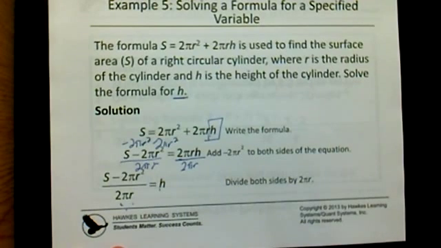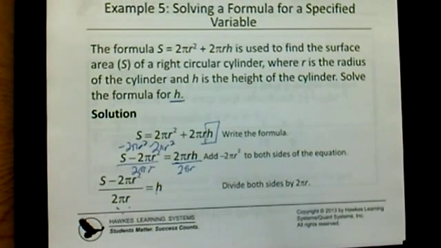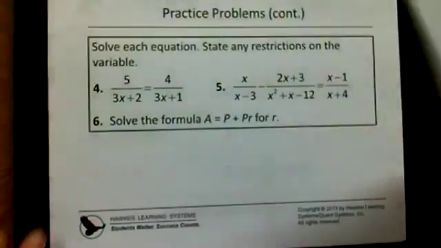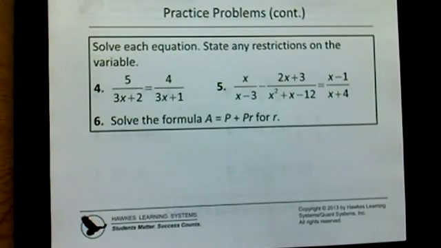Now, you look at this and you think, oh, I can cancel. I can wipe out that 2, and wipe out that pi, and wipe out an r, and all I'm left with is s minus r equals h. Good plan? No, not a good plan. I cannot cancel these because of the subtraction. So be careful and make sure you don't have a subtraction before you try to reduce.